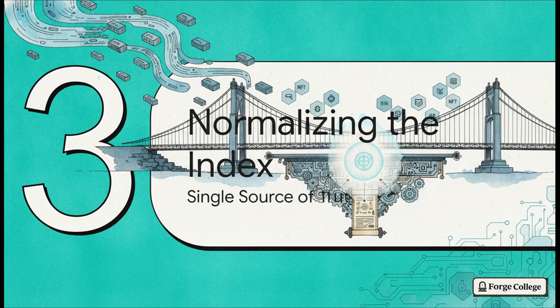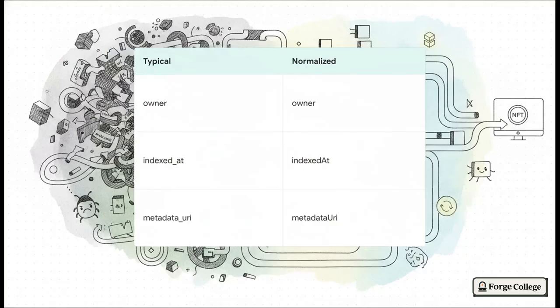All right, Section 3. Normalizing the index, creating a single source of truth. Standardizing this data is absolutely crucial for our bridge's structural integrity. Now, check out the difference in these data shapes. A typical raw indexer response might throw a messy mix of snake_case fields or just wildly deeply nested objects right at you. Honestly, it's a developer headache just waiting to happen.